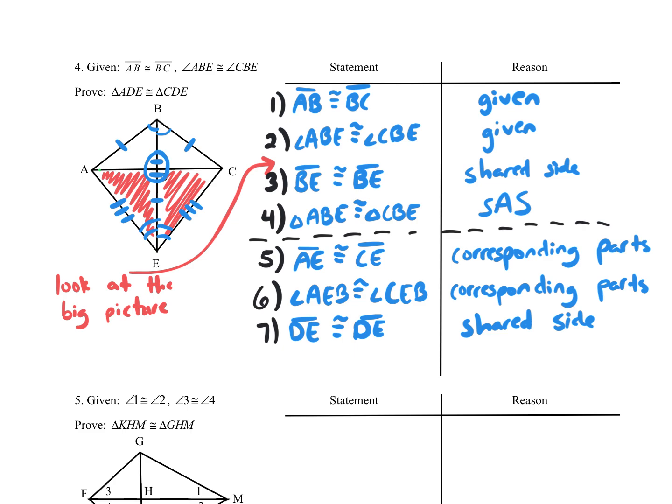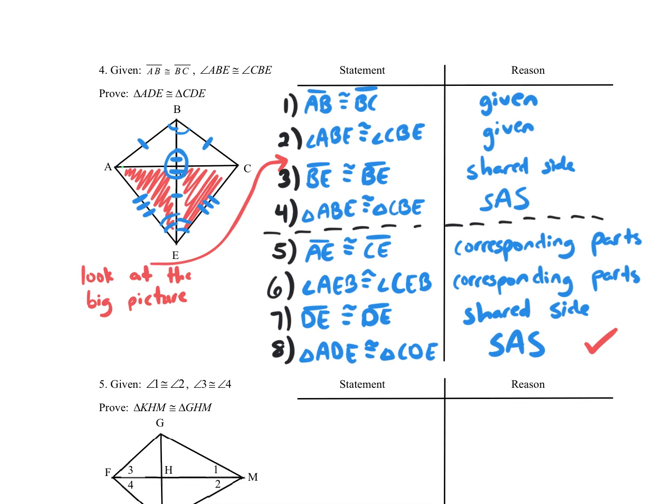Do we have enough information to say our proof statement? Yes, we do. So we can say triangle ADE is congruent to triangle CDE. What would our reasoning be? Side angle side again. Good. So again, we kind of just did 2 proofs in one. Biggest thing, I hope you wrote this down, go ahead and star it. We have to look at the big picture before we can figure out what we want to try and prove.